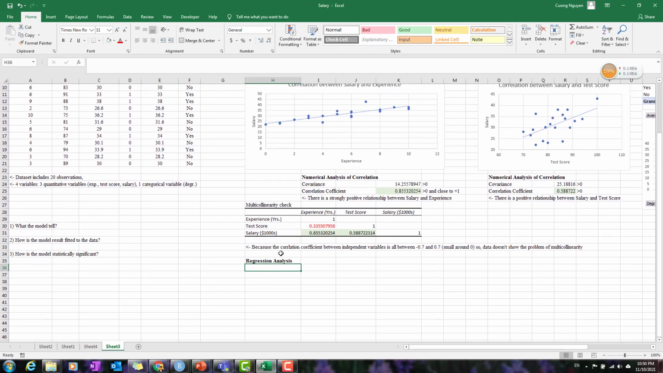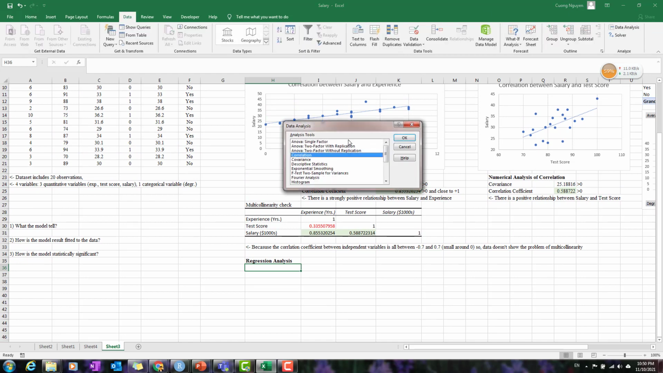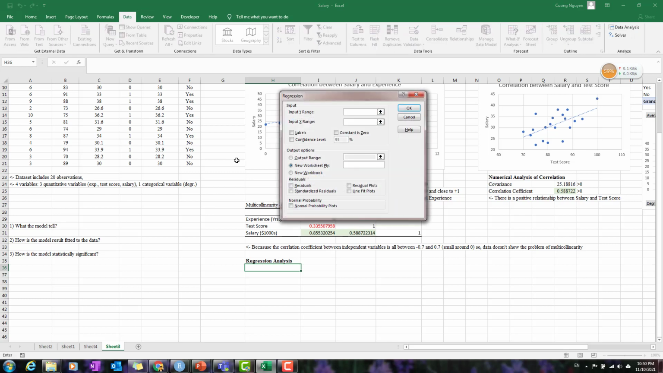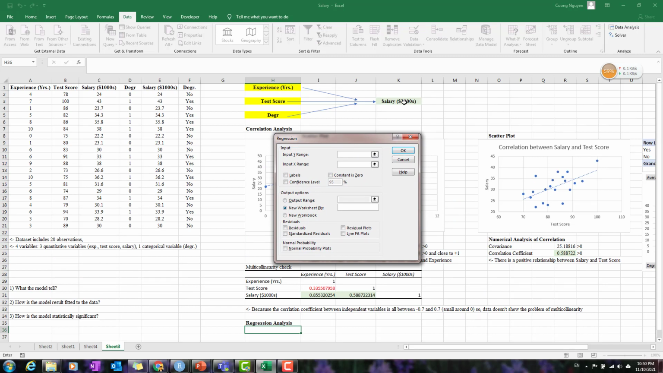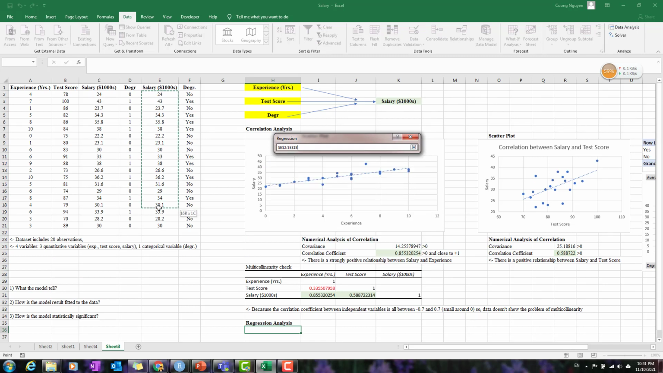So now let's go for the regression analysis. One more time, we go to Data Analysis, and we scroll down for Regression. We click OK. Input for the Y range. Remember, the salary will be the Y, right? So Y will be the salary.